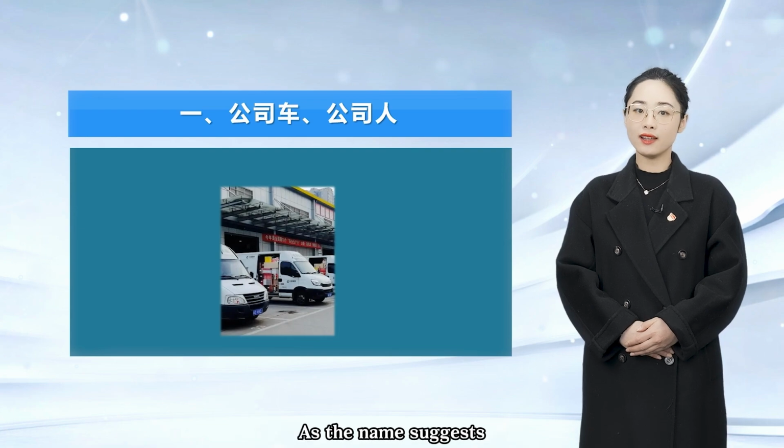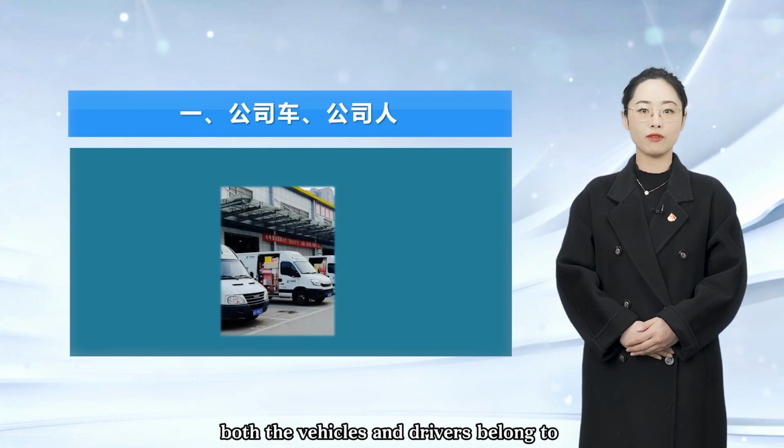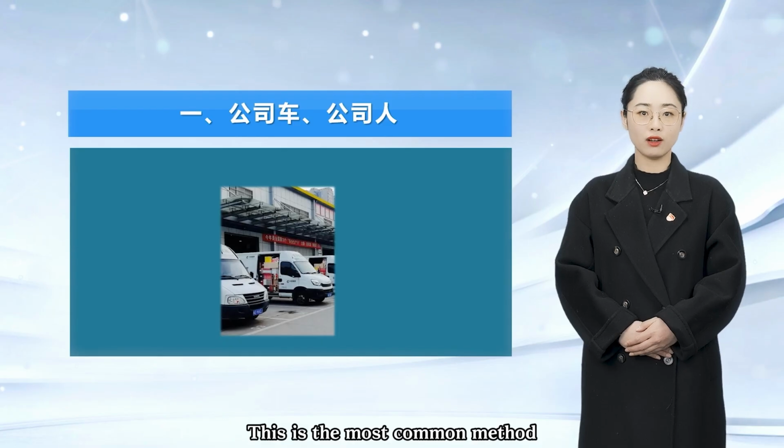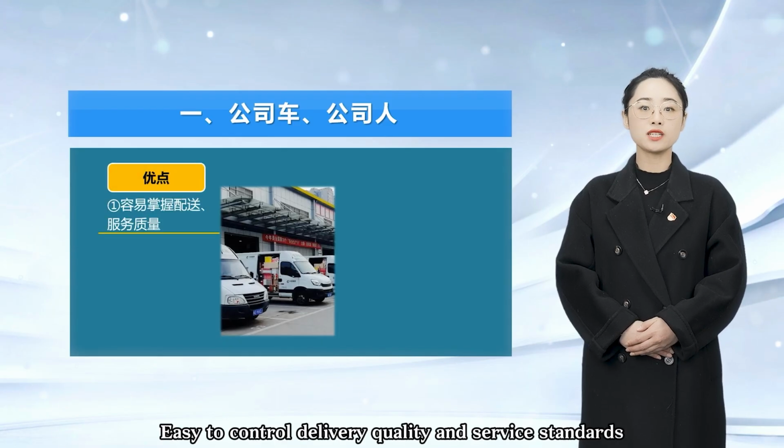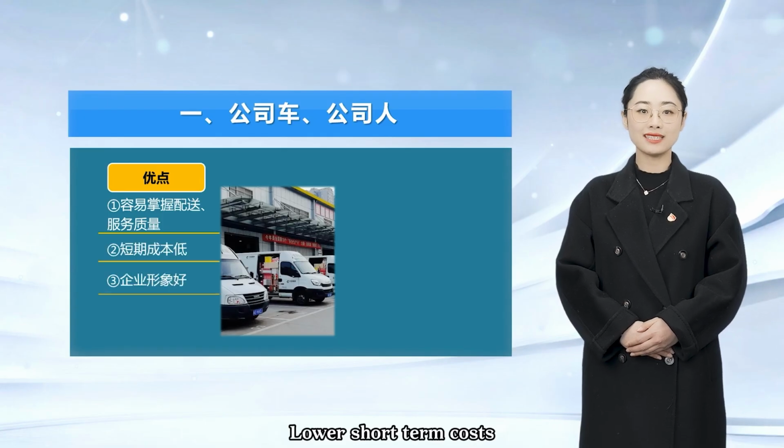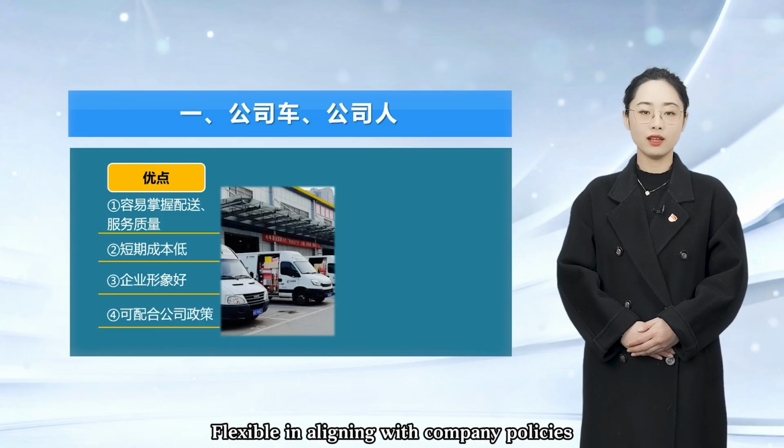As the name suggests, both the vehicles and drivers belong to the company. This is the most common method. Advantages: easy to control delivery quality and service standards. Lower short-term costs. Enhances corporate image. Flexible in aligning with company policies.